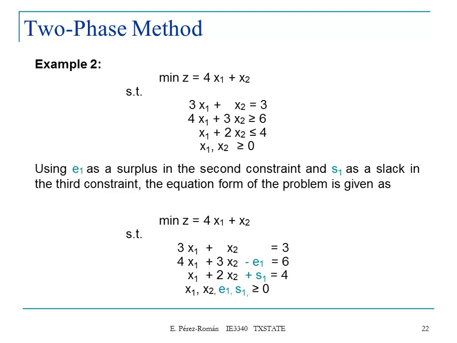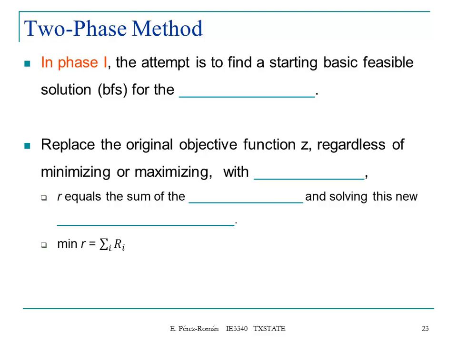So what we do is we add those flags and those variables to our solution, and we put our constraints in equality form. So when we try to solve phase 1, the attempt is to find a starting basic feasible solution for the original problem. So you're going to replace the original objective function, regardless of whether you are minimizing or maximizing your objective for the original problem. You're going to use a minimization problem with minimizing R.